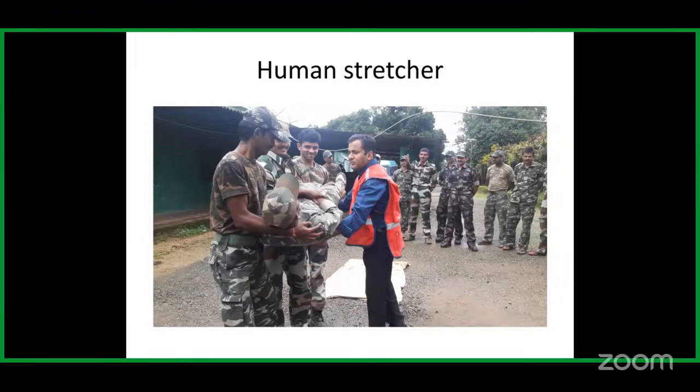When you don't have a stretcher, for example, in the Odisha triple train tragedy, if you remember, there were around 1,000 plus injured persons. We didn't have access to stretchers. We had hardly 30 to 40 stretchers.